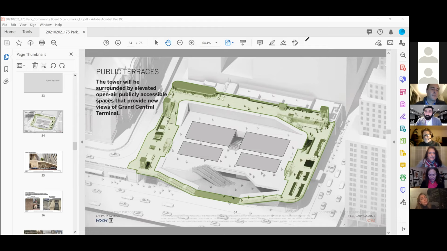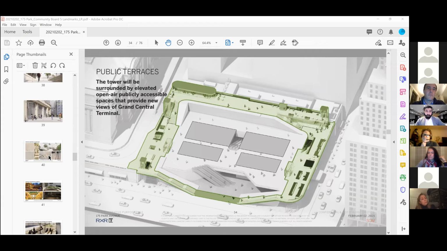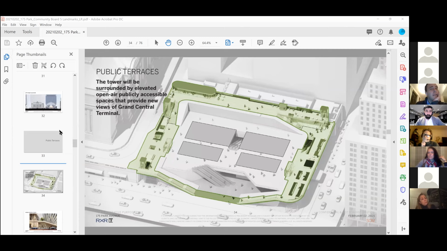Karen, you have your hand up. Do you have follow-up questions? Yes, quick question. I understand the scale and the materials at the pedestrian level up close. Could you show an elevation from 42nd Street that gives us an idea of geometries and scale and some of the materials adjacent to Grand Central, kind of zoomed out? I think you had that at the beginning, right, Rami?